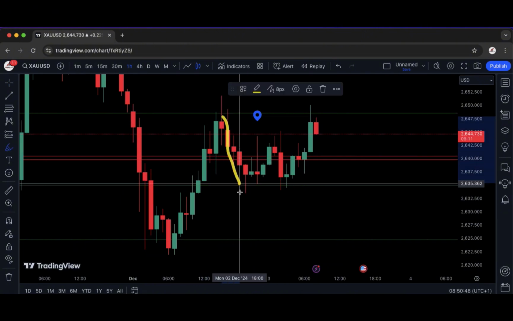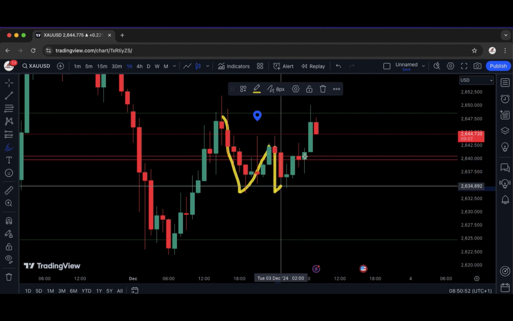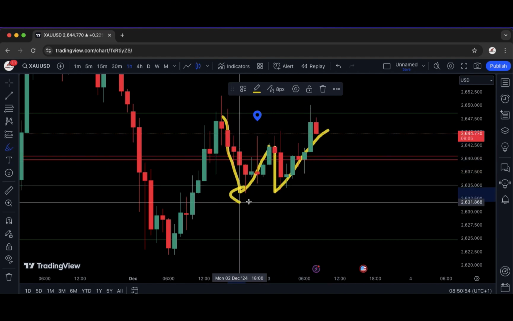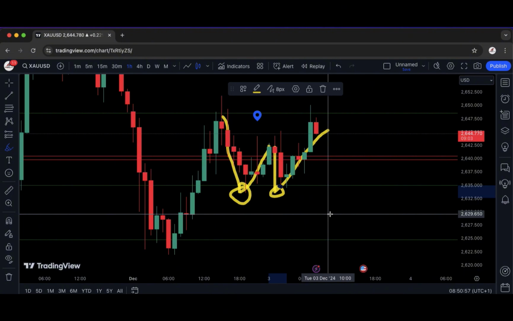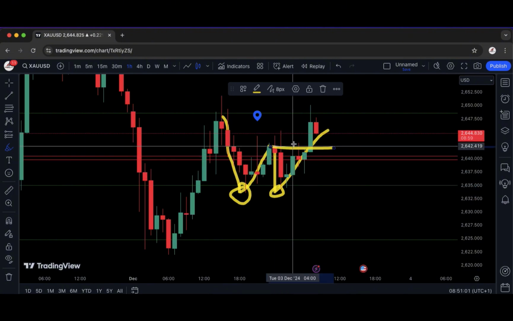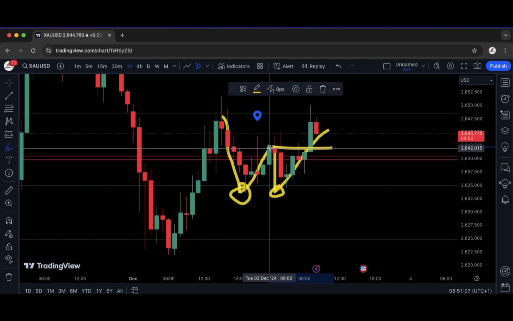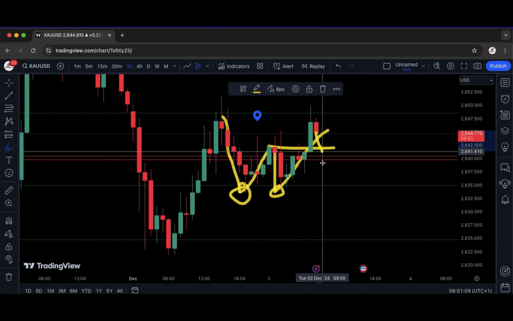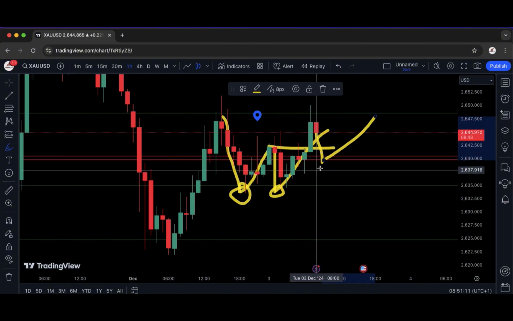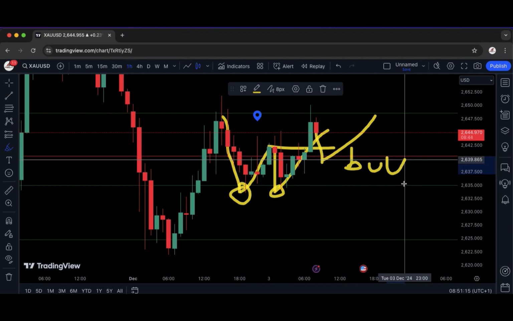You can see that when gold dropped down, then bought and came back to this zone again and bought. If you look here, there is a double bottom, and it took out this high, this neckline, but it didn't take out this. I know, but it took out this, which is the neckline. So I'm expecting gold to come back to this zone for me to take my first buy here. This is my first entry for buy.